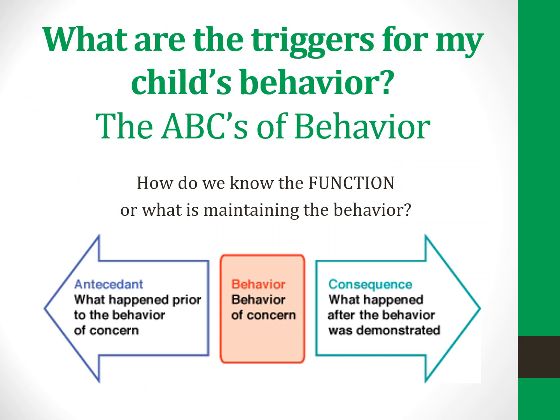So the way that we try to determine the function of a behavior is to observe the ABCs. And what we mean by the ABCs are looking at the behavior and seeing what happens before it, which is the antecedent, and then also what happens right after it, which we call the consequence, but it doesn't necessarily have to be good or bad.